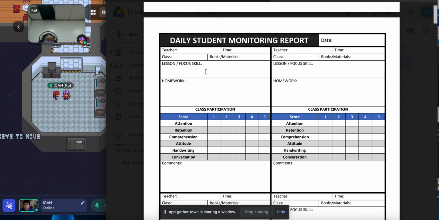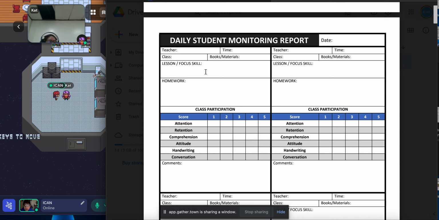So anyway, later you will see some samples of the ICAN notebooks. Sir Bruce has those. You can use them to review how other teachers would do it. But basically that's it.